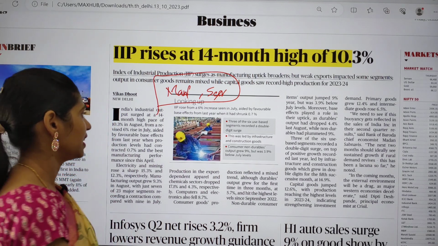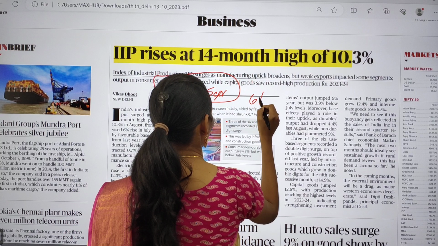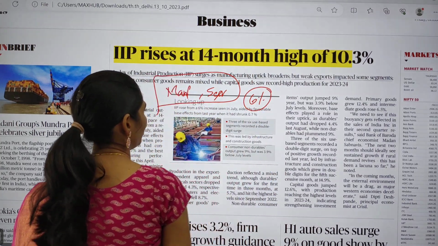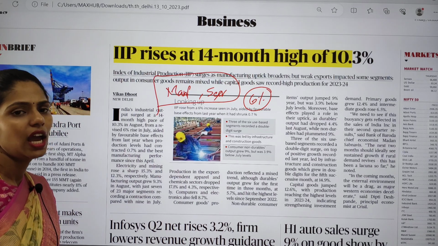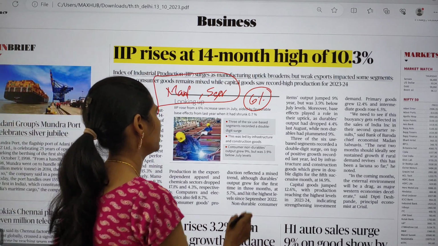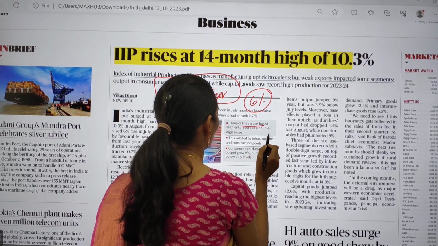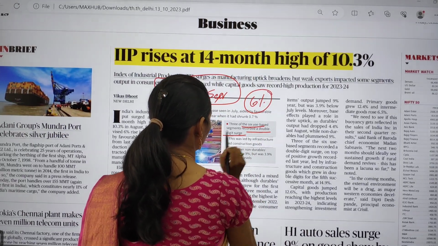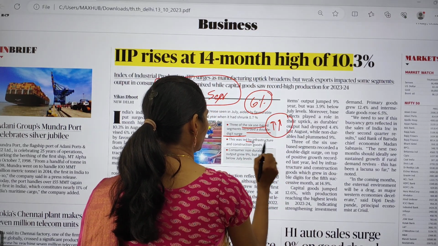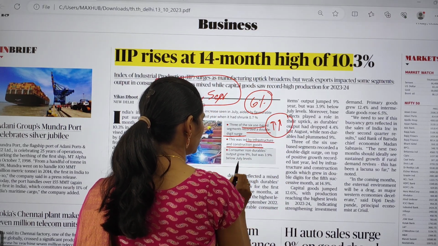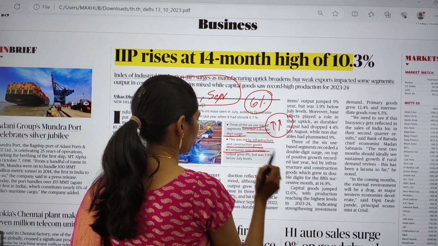And this article says that there is a 6% increase in manufacturing in the month of July. And here it says that 3 of 6 use-based segments recorded a double-digit surge, that means an increase in production. And infrastructure and construction goods, and consumer durables also increased.